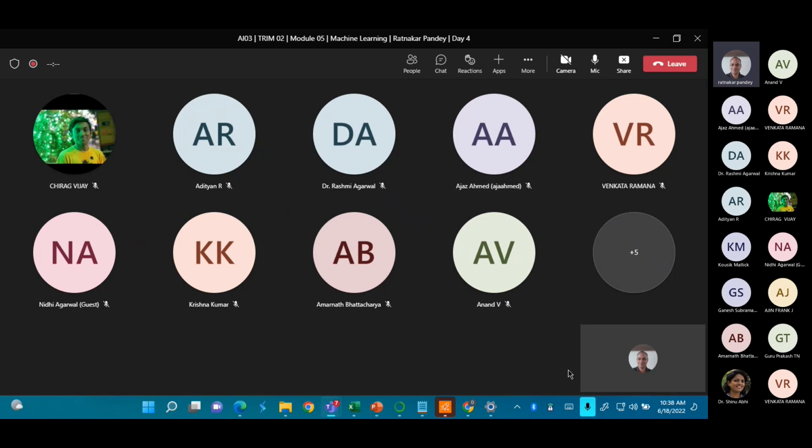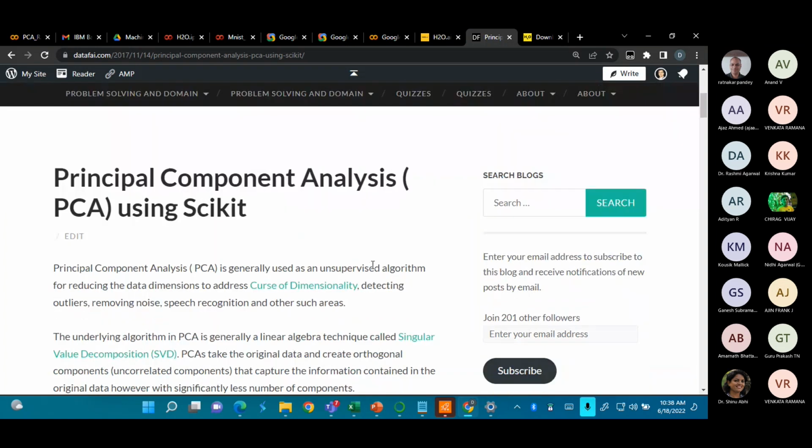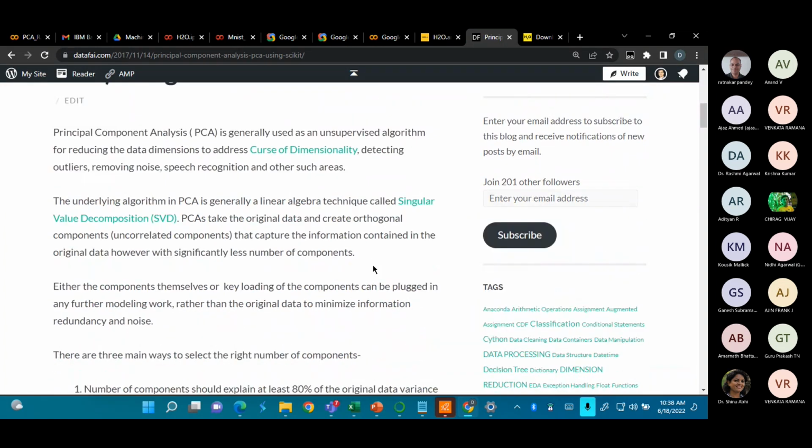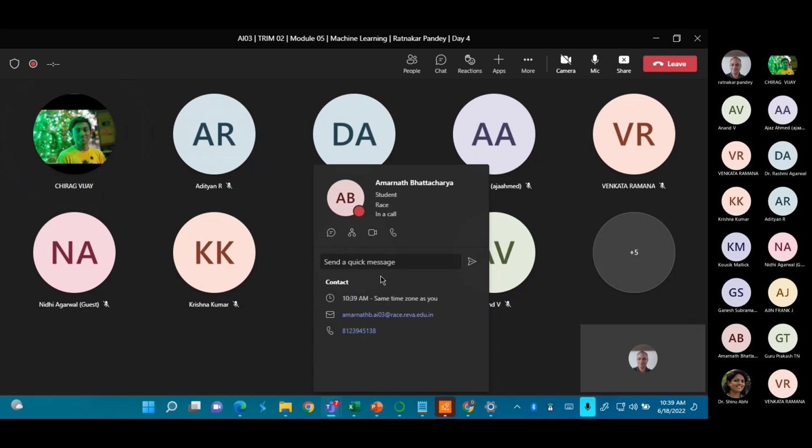I think most of what you stated are the right purposes for the PCA. Anyone else? Sir, first of all, it is an unsupervised machine learning algorithm, and it is used to remove outliers, various kinds of noise and the errors in the particular model. And that's it, sir.